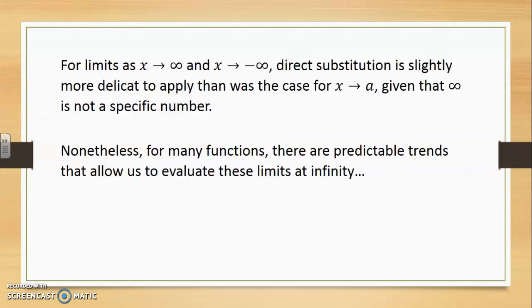For limits with x going to infinity or minus infinity, direct substitution is slightly more delicate to apply than it was for the case of x heading towards a. Remember that infinity is not specifically a number, but rather an expression to represent something that is growing in size, but not necessarily in sign. Nonetheless, for many functions, there are predictable trends that will allow us to evaluate these limits at infinity.